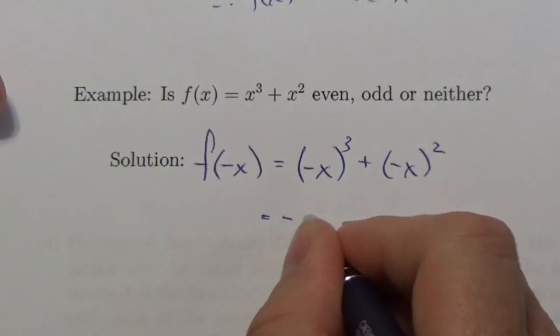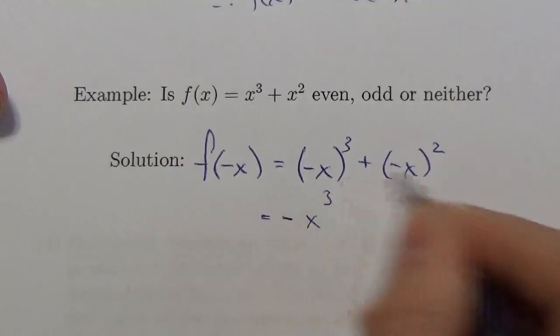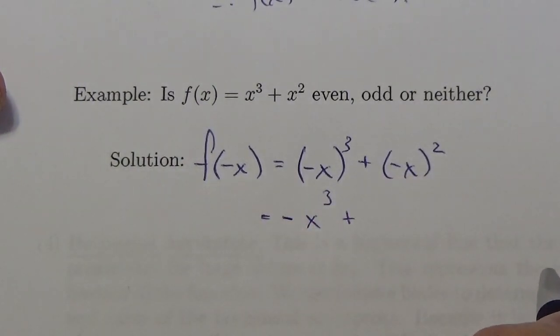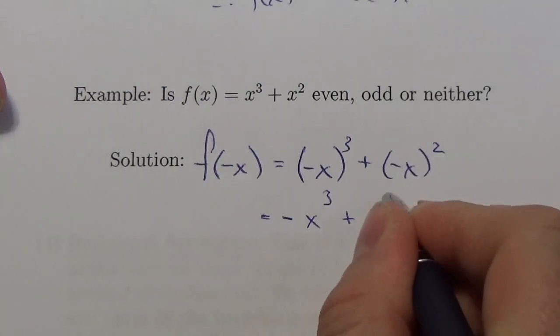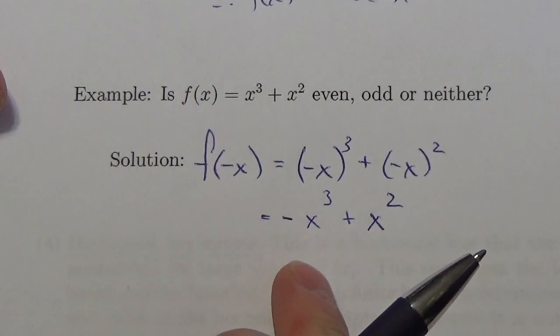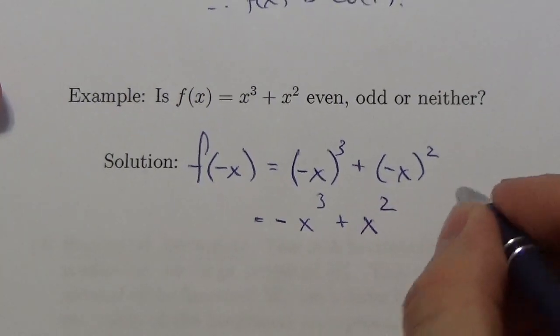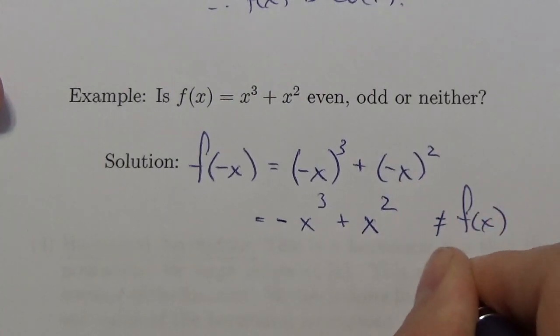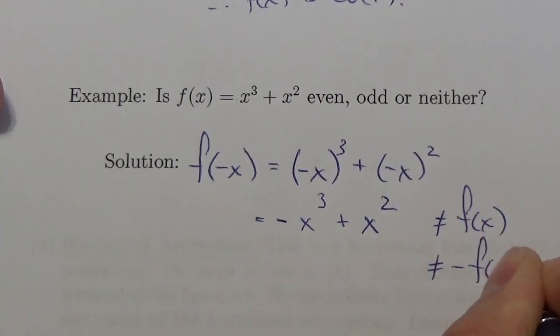Okay? And when I evaluate that, when you cube a negative, it stays negative. So this is going to become negative x cubed. But when you take a negative to an even power, it goes away, it becomes positive. So this becomes positive x squared. Now, notice that this isn't equal to f of x, but it's also not equal to negative f of x.